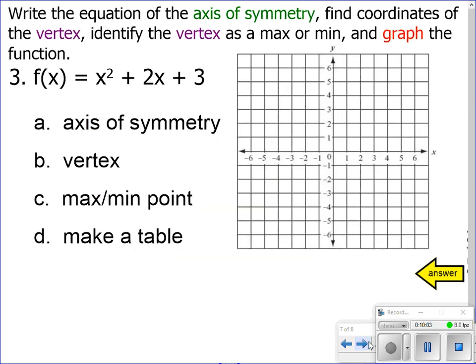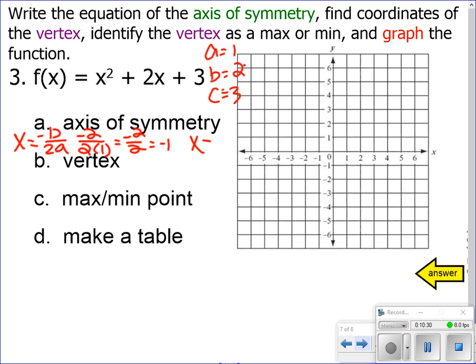Last example here. So we've got a is equal to 1, b is equal to 2, c is equal to 3. Remember, our axis of symmetry is going to be x equals negative b over 2a. Well, b is 2, so we have negative 2 over 2a, which is 2 times 1. So that's negative 2 over 2, or negative 1. So x equals negative 1. So that means that my vertex is going to be negative 1 and something.